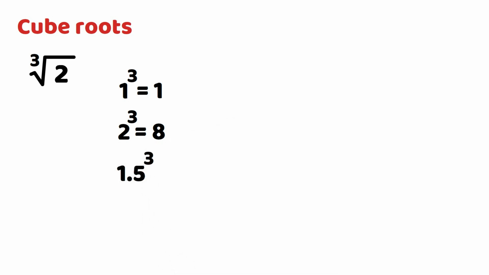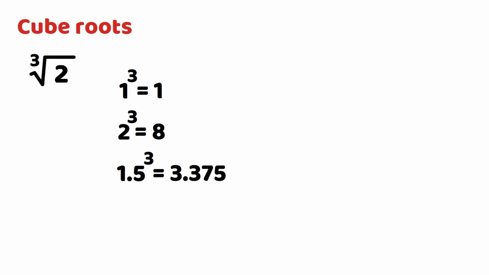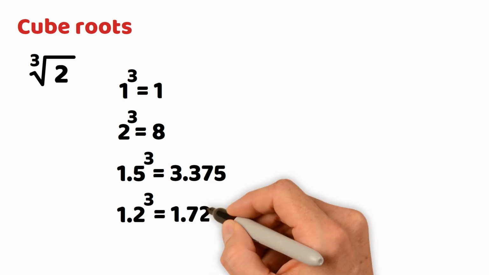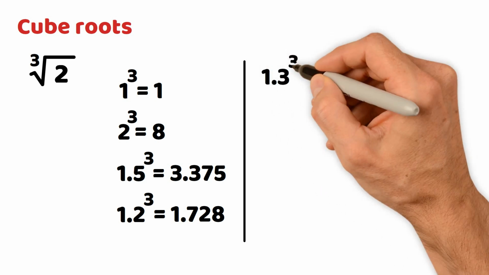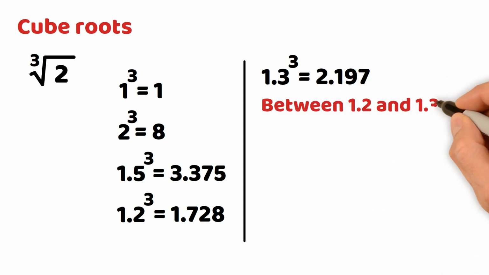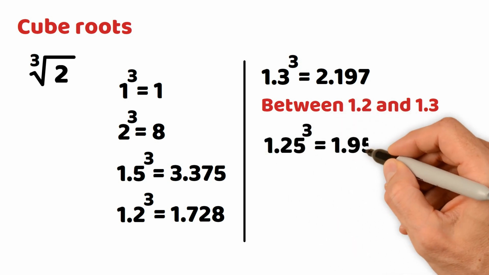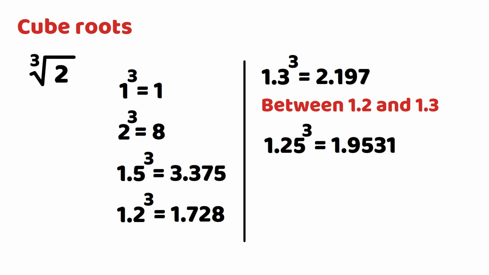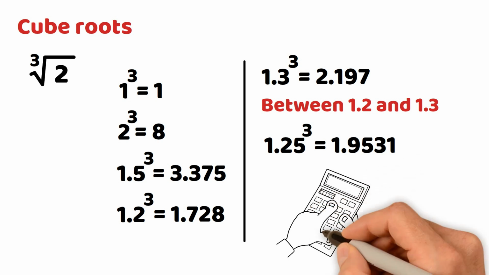Let's try 1.5. As 1.5 to the third power is 3.375, it's too big. Let's try 1.2. As 1.2 to the third power is 1.728, that's too small. Let's try 1.3. To the third power, that's 2.197, and this is also too big. So the third root of 2 needs to be between 1.2 and 1.3. We can next try 1.25 to become more accurate, and continue this procedure until we find a few decimal points. Of course, this is all done immediately on a calculator to avoid this time-consuming work.